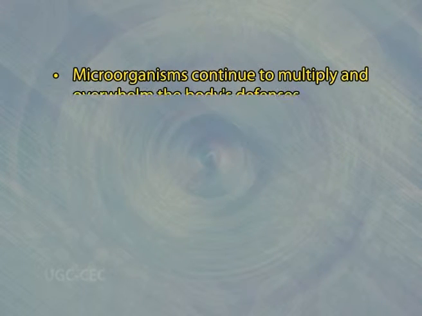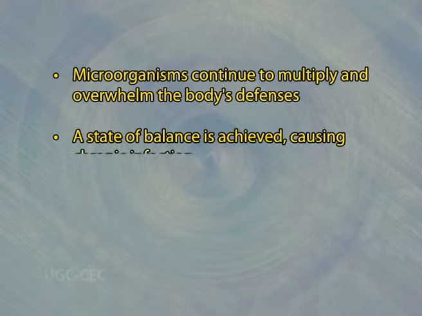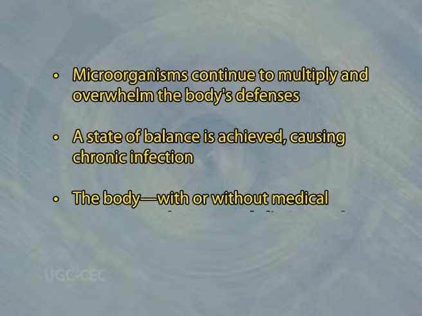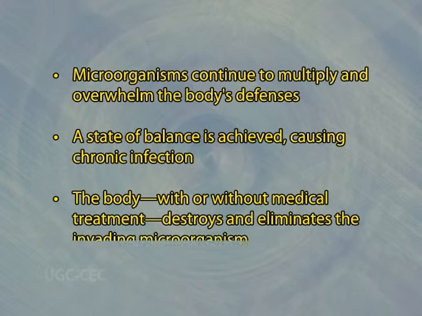After invading the body, microorganisms must multiply to cause infection. After multiplication begins, one of three things can happen. Firstly, microorganisms continue to multiply and overwhelm the body's defenses. Secondly, a state of balance is achieved causing chronic infection. And last, the body, with or without medical treatment, destroys and eliminates the invading microorganism.